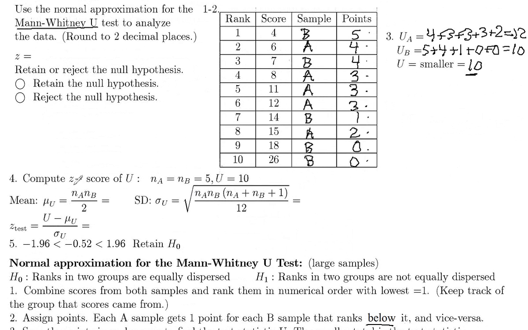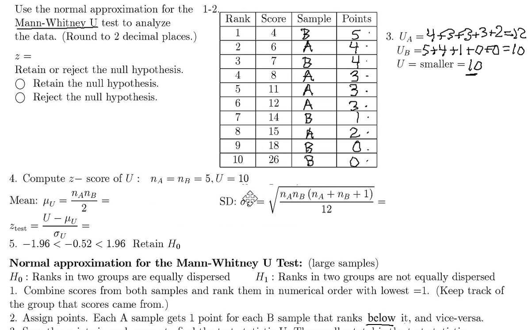So now we bring that down here. We've got to compute our mean, standard deviation, and then the z-score of our test statistic. So the number in the A and B groups were the same. They were both 5. So this is going to be 5 times 5 divided by 2. So that's 25 halves, 12.5.